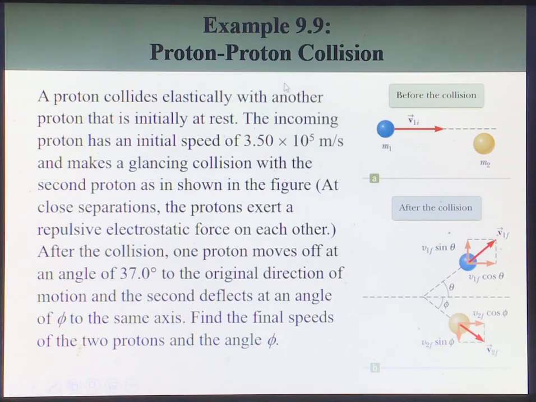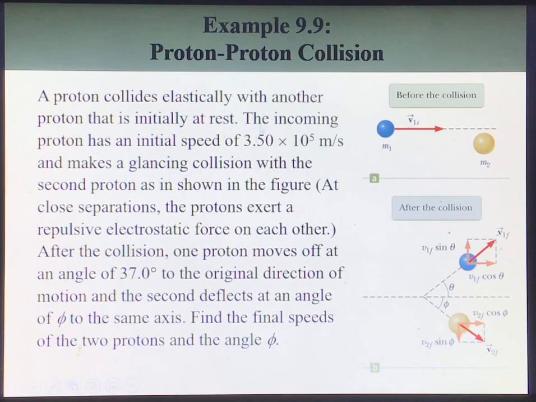All right. So now let's look at one example here that is an example of an elastic collision. This is an example of a proton-proton collision. Again, we have the picture here on the right side. You have a proton of mass m1 moving with some velocity v1 initial, and a proton of mass m2 that is at rest. When m1 collides with m2, m1 is going to get deflected in this direction, and m2 gets deflected in this direction right here.